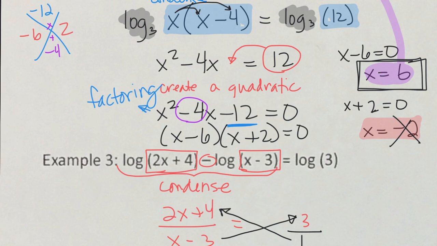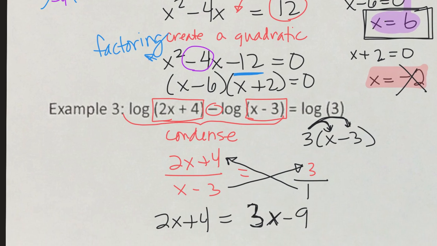Okay, so we cross multiply. We do 2x plus 4 times 1, which is 2x plus 4. And we do x minus 3 times 3. Okay, so we have to distribute the 3 into the x, and I get 3x minus 9. Okay, so make sure you're using parentheses so that you're distributing that numerator into both of those things, right? It doesn't go into just one or the other.